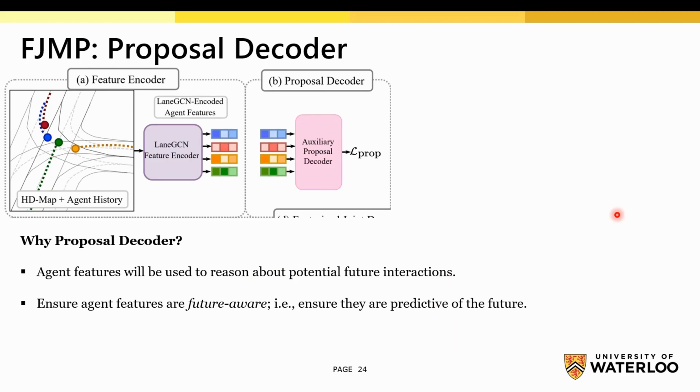And why would we do this? Well, these features are going to be used downstream to reason about the multi-agent future interactions. So we would like the features to have some information about the future. And so we would like them to be future aware. In other words, we want them to be predictive of the future.